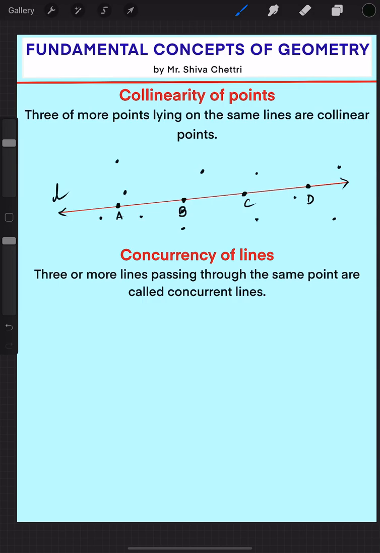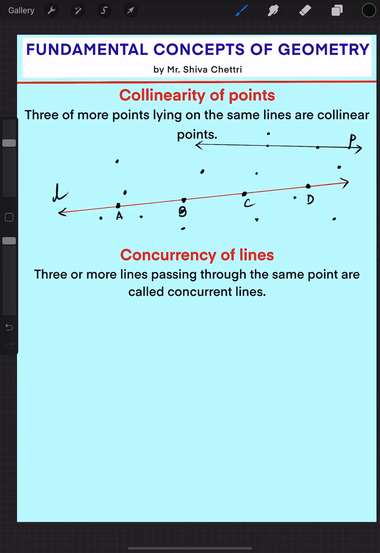But suppose I have 3 points like this, but only 2 points can lie on the same line, suppose this is P. That means they are not collinear, because they have only 2 points. If they have 2 points, they are a line segment only, they are not collinear. But in this case the line L has 4 distinct points, A, B, C, D. It can have more than 4 as well, it can have n number of points. But it should have 3 or more. So if there are 3 or more points lying on the same line, they are called collinear points.